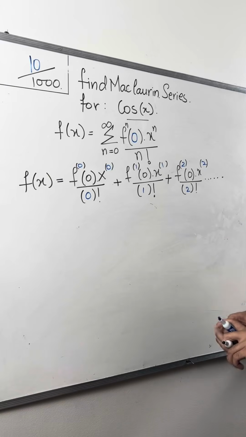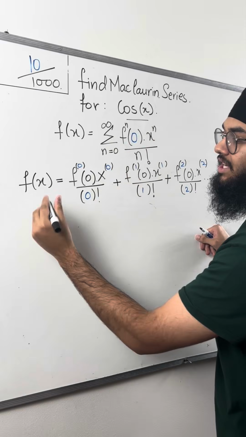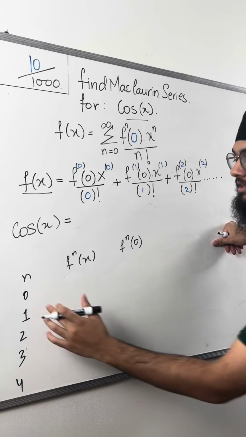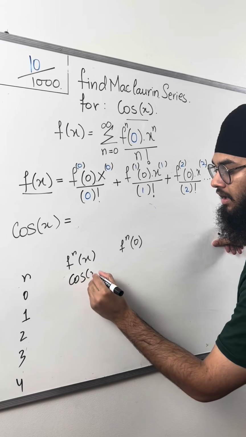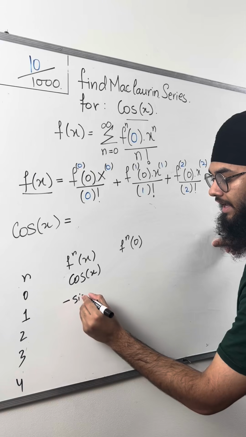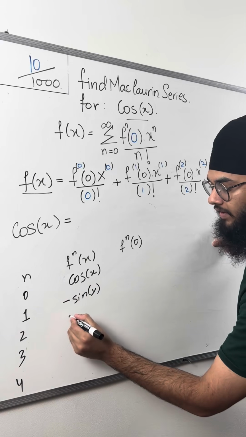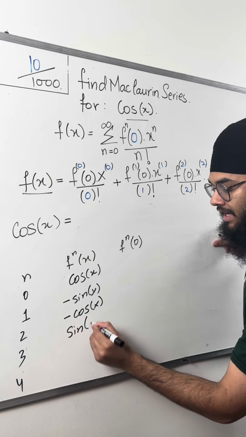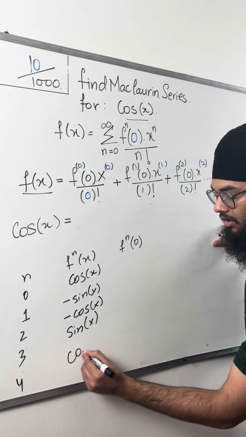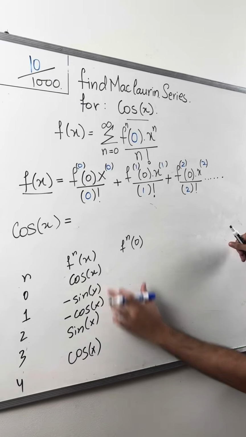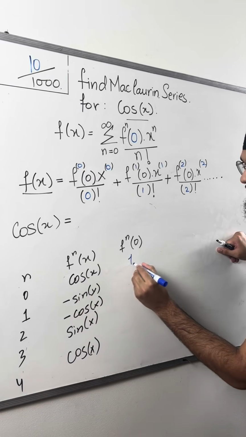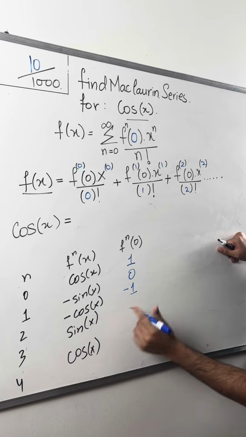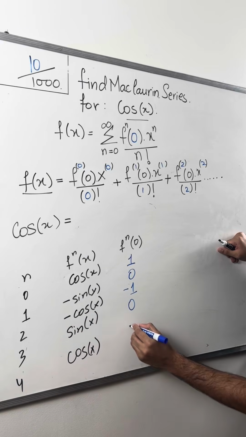Since we're finding the Maclaurin series of cos of x, let's change the f of x to cos of x. When n is 0, we just have cos of x. The derivative of cos of x is negative sine of x. The derivative of negative sine of x is negative cos of x. The derivative of negative cos of x is sine of x, and the derivative of sine of x is cos of x. If we compute all these values at 0, cos of 0 gives us 1, sine of 0 is 0, negative cos of 0 is negative 1, sine of 0 is 0 again, cos of 0 is 1.